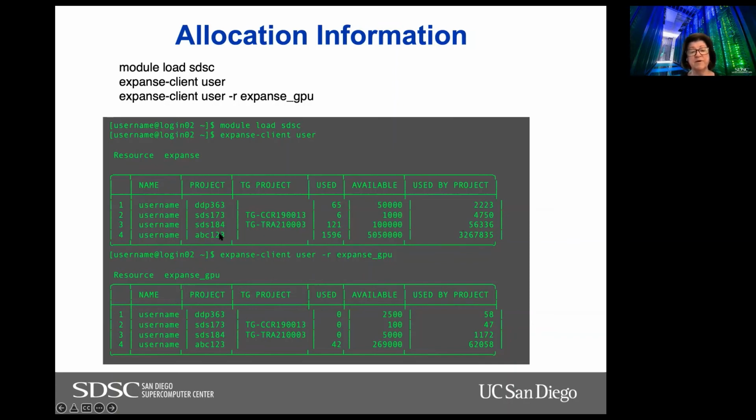ABC123 is just a cartoon example that I show you guys. It doesn't really have any allocation that really works. This one is looking for what do I have on Expanse GPU.